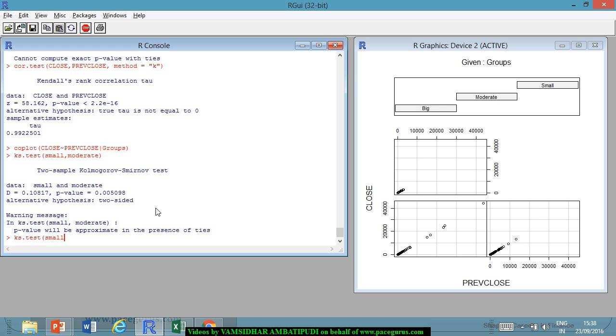So, I'll take the small, and the second one I'm comparing it with is the probability distribution associated with the normal distribution. So, that's where I'll give the p norm, which is the probability associated with the normal distribution, right? And the inputs that I am giving to this p norm, I have to give the mean of the small. So I am computing the mean of the small. That is one input that I am giving, and one more input that has to go for a normal distribution is the standard deviation. So I'll say SD of small. So these are the inputs that I am giving, and I am doing a KS dot test.